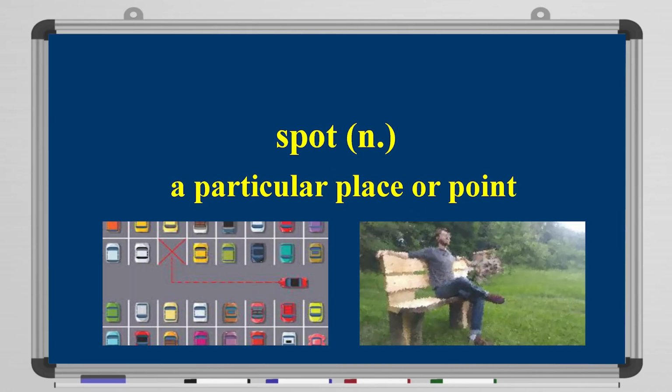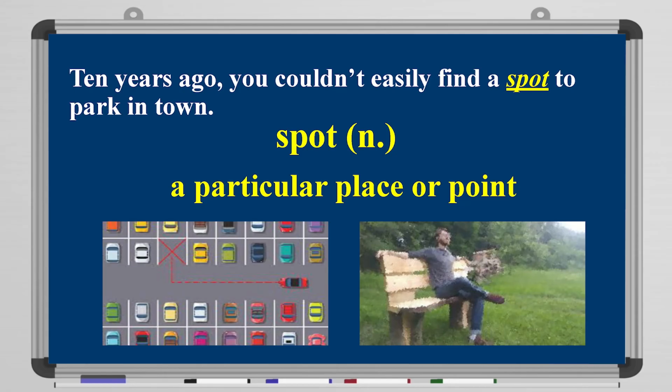What about spot? It means a particular place or point. It's a noun. For example, 10 years ago, you couldn't find an easy spot to park in town. It was near impossible. But nowadays, it's very simple to find a spot.